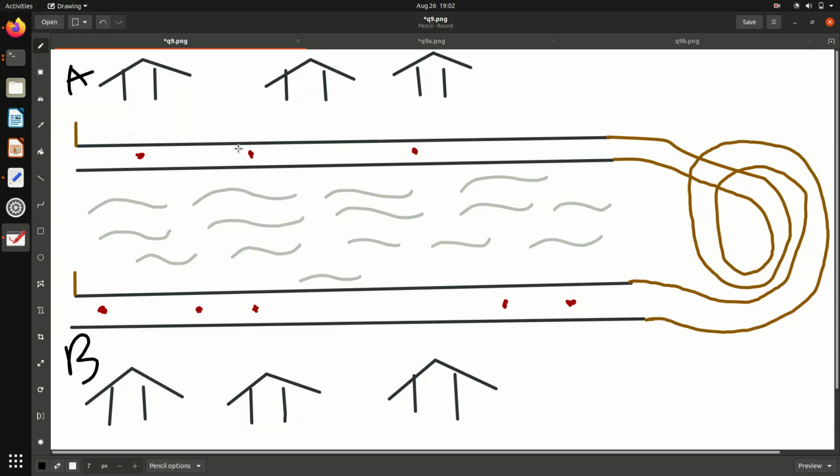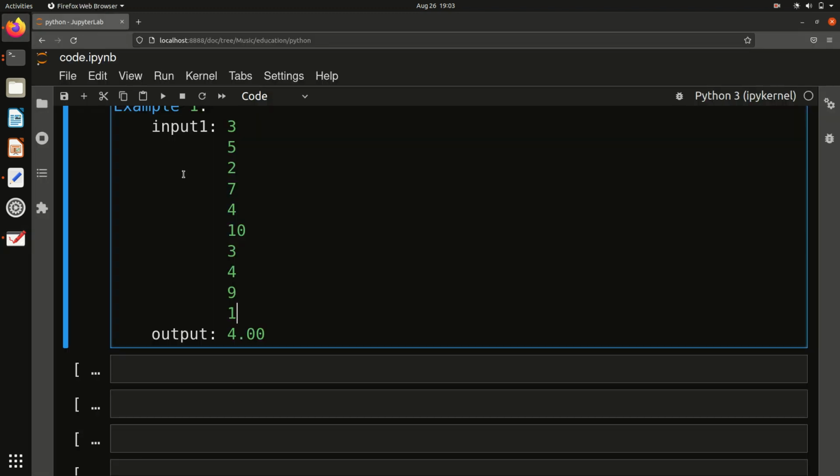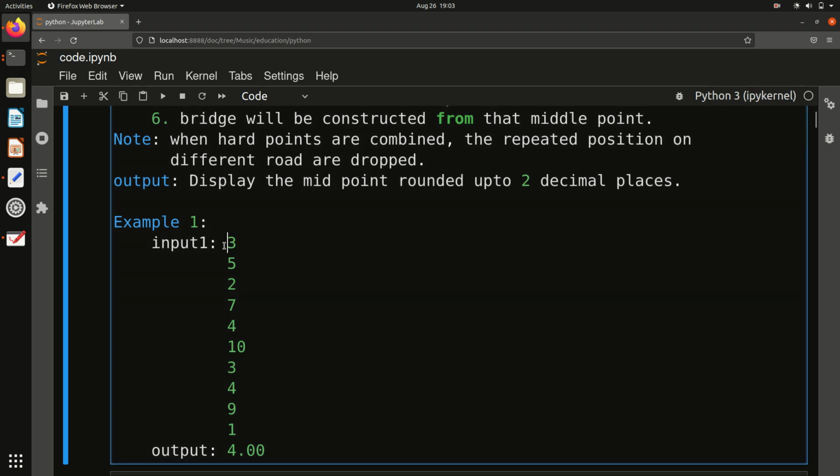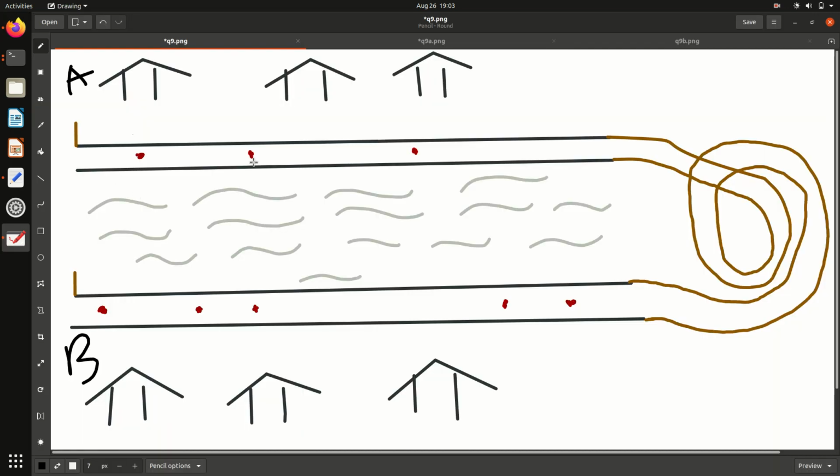So all this village and all these things are just as it is. These are the points, as I told you. Now see how the input will be given. The input is very important. It will be given line by line. The first line of input says how many points there will be on road A. If it is 3, you can see 3 points here.